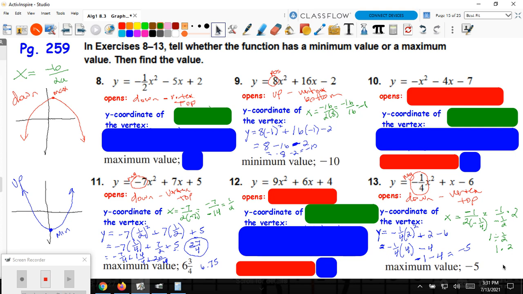Alright, so go ahead and pause the video. Now you're going to finish up number 8. I started that one for you. It opens down, so we saw it as a maximum value. Just find what the y-coordinate is so you can figure out the maximum value. And then do the same thing for 10 and 12. I'll show you the answers once you're finished. So pause the video and then play it to check your answers.